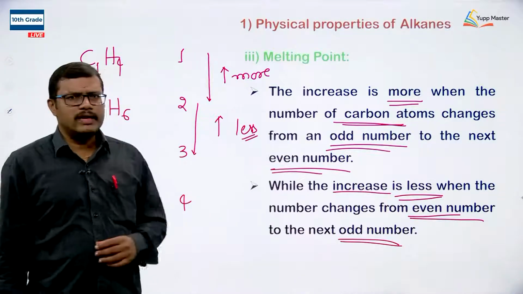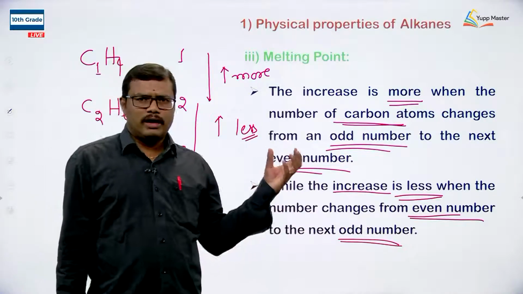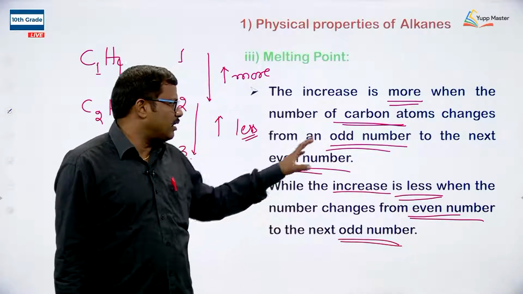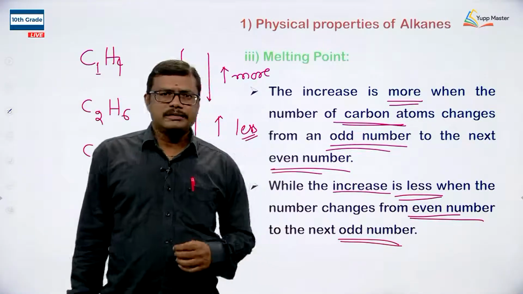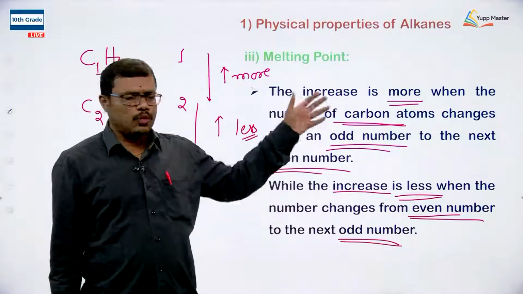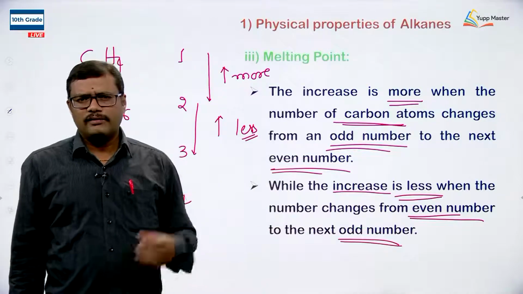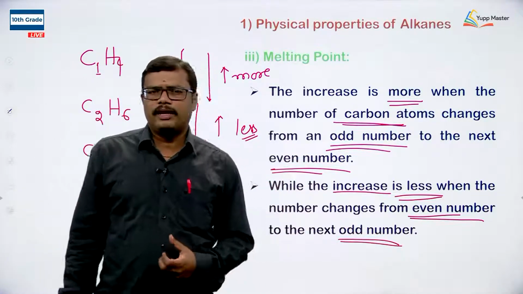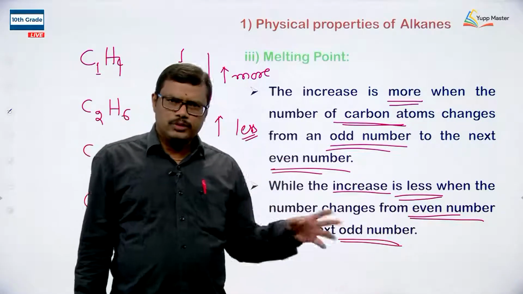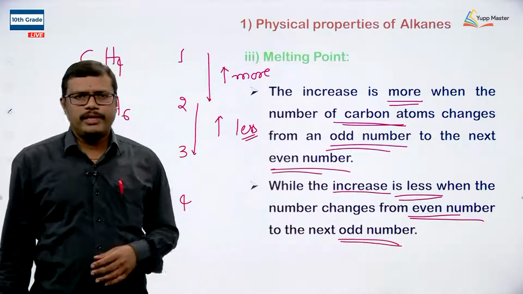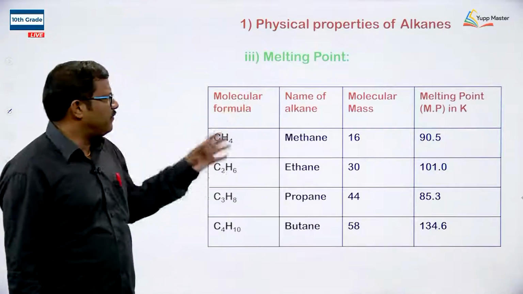The melting points of alkanes clearly indicate that whenever we are moving from an alkane having an odd number of carbon atoms to an even number of carbon atoms, the melting point of the alkane is more. But when we are moving from an even number of carbon atoms to an odd number of carbon atoms, the melting point increase is less. You have to keep this point in mind as far as competitive examinations are concerned. Let us see how the melting points are given for the different alkanes.